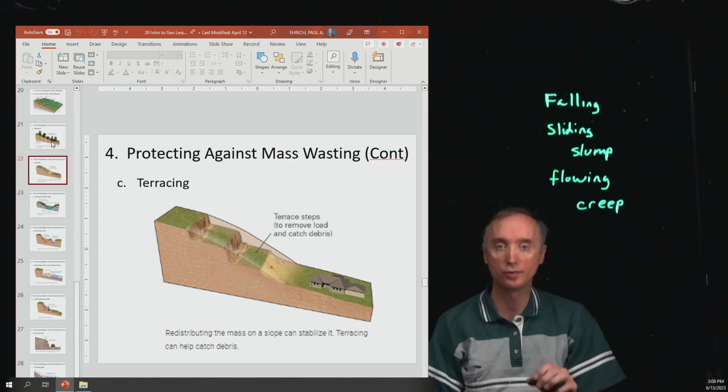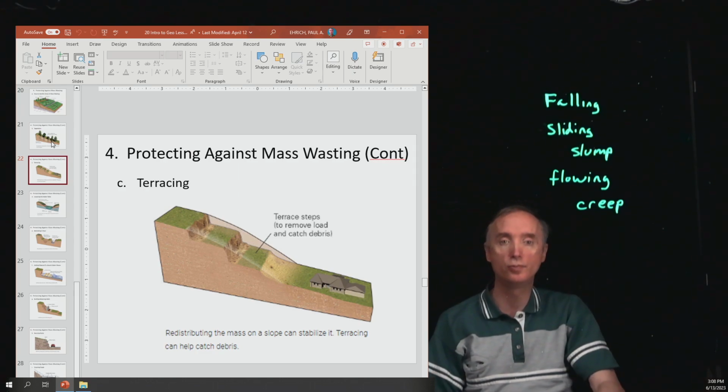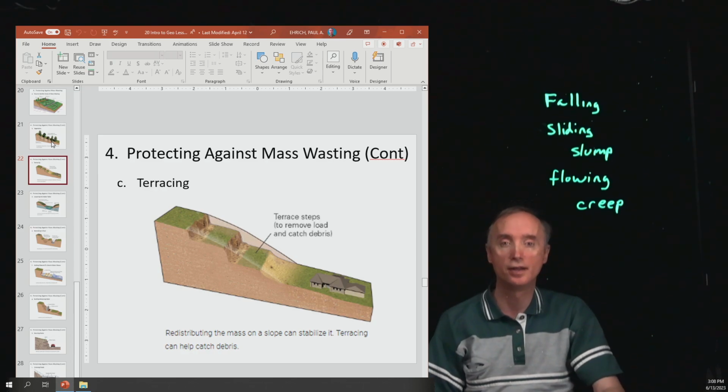That's going to remove some of that slope. The higher the slope, the more likely mass wasting is going to be. So we remove certain sections of that slope, making it less likely that a landslide is going to occur.